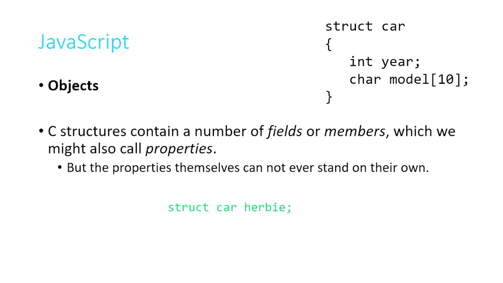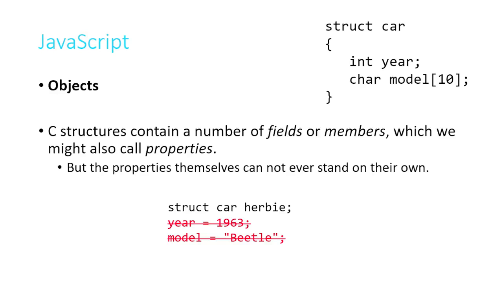We can do things like this. We can say struct car Herbie, which declares a variable of type struct car named Herbie. And then we can say Herbie.year equals 1963, Herbie.model equals Beetle. That's totally fine. That's valid C. But we can never say this in C. We can never say year equals 1963, model equals Beetle. Now, we can't say that because year and model are so fundamental to what it means to be a struct car. They are part of a struct car. And so if we're ever using year and model, we can't use them in the abstract. We always have to associate those things with a particular struct car. So that is not OK.